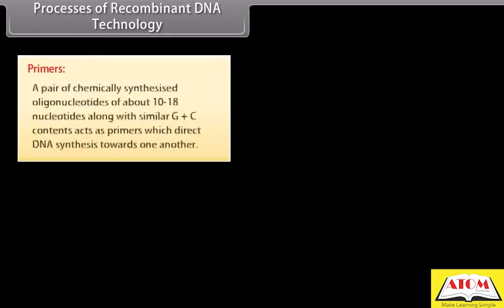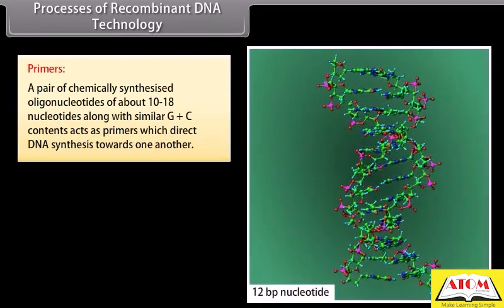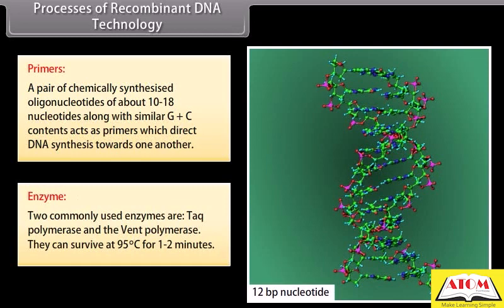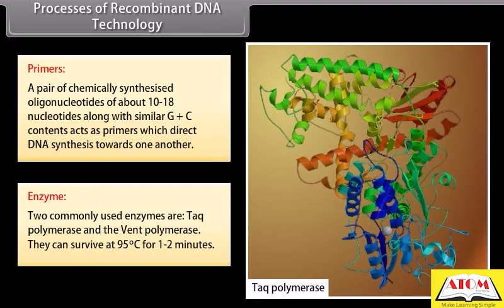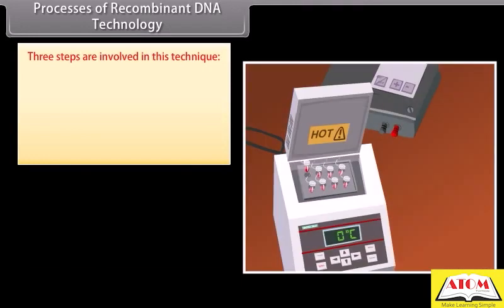Primers. A pair of chemically synthesized oligonucleotides of about 10 to 18 nucleotides along with similar G plus C contents act as primers which direct DNA synthesis towards one another. Enzyme. Two commonly used enzymes are Taq polymerase and the Vent polymerase. They can survive at 95 degrees Celsius for 1 to 2 minutes. Three steps are involved in this technique.